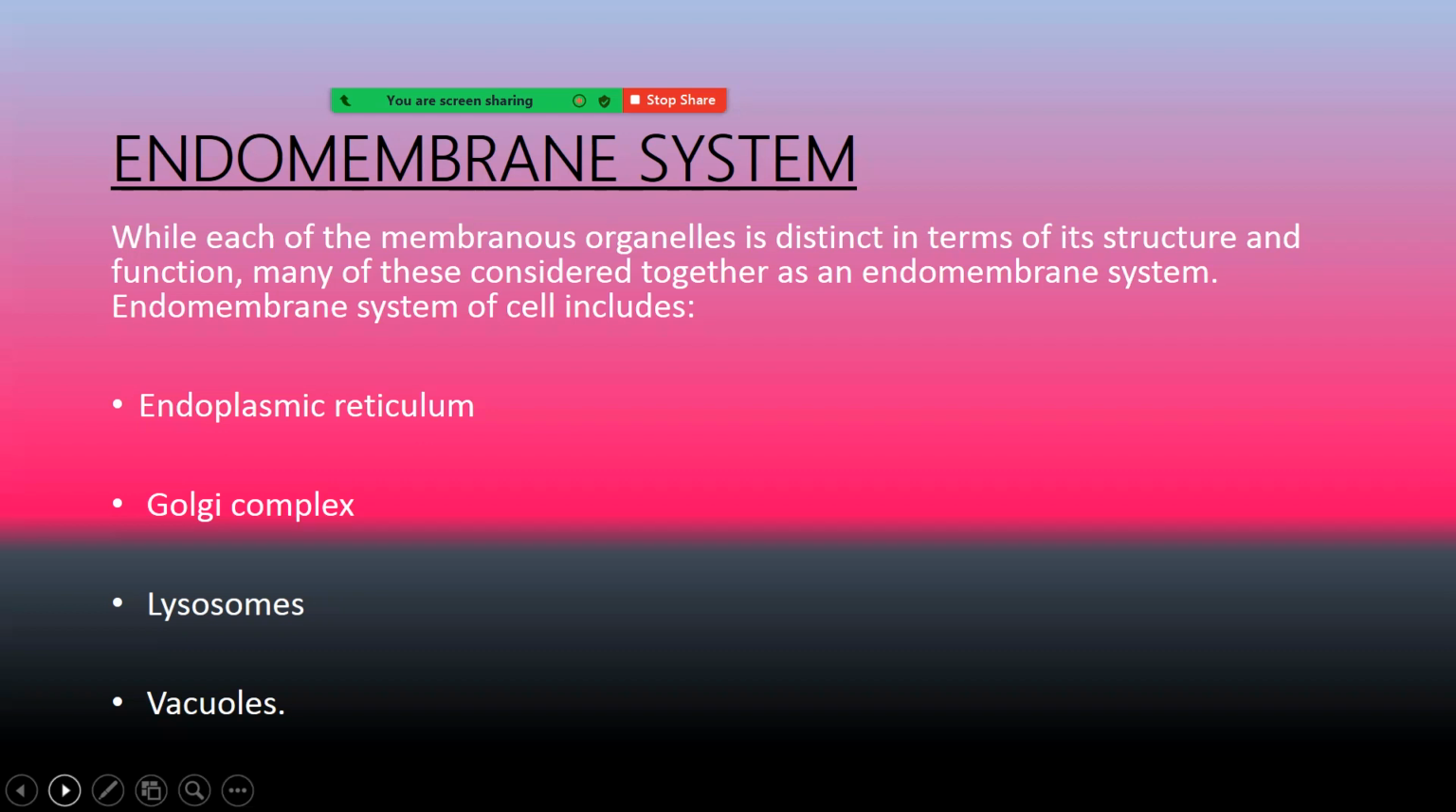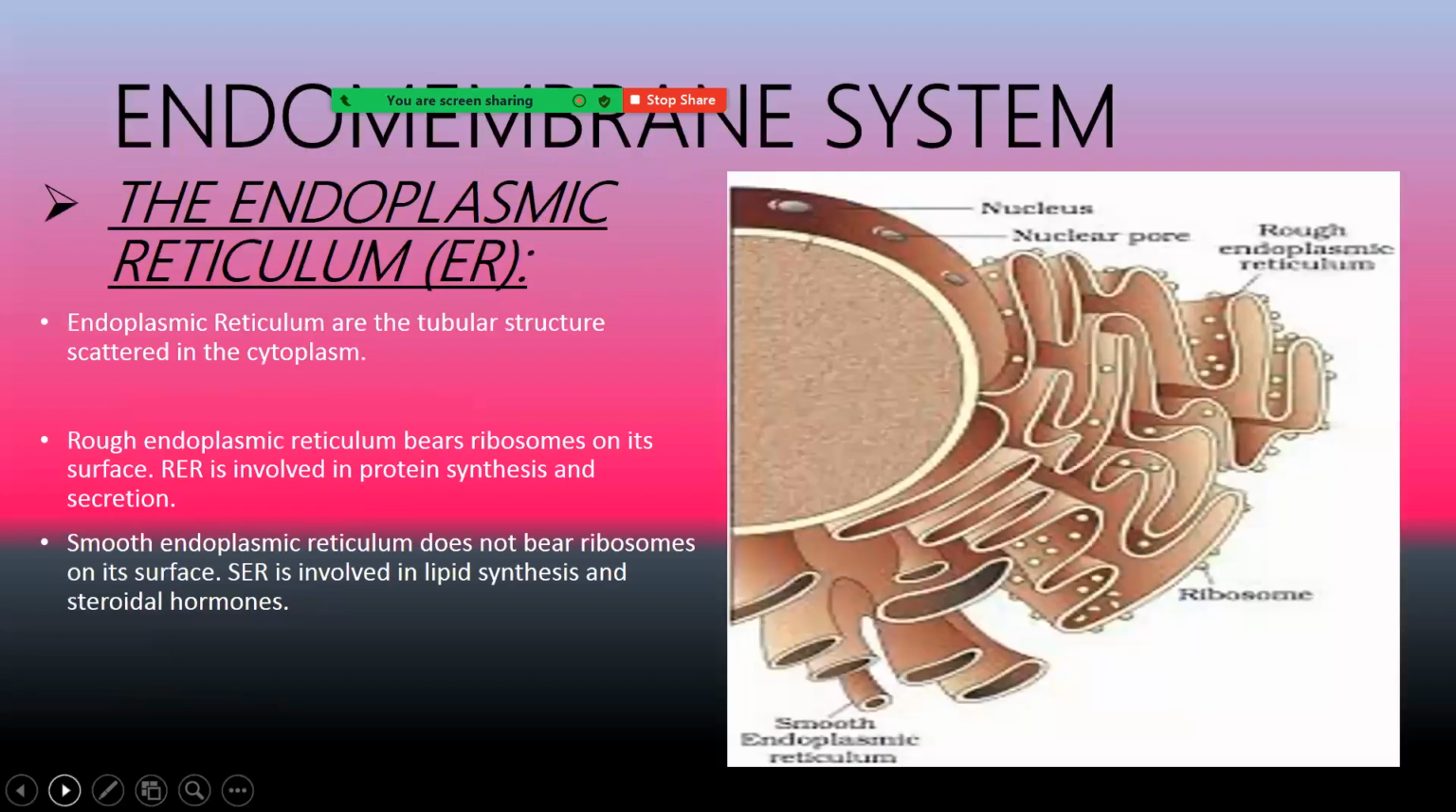So let us first know what an endomembrane system is. While each of the membranous organelles is distinct in terms of its structure and function, they are together considered as the endomembrane system. An endomembrane system includes the endoplasmic reticulum, Golgi apparatus, lysosomes, and vacuoles. Let us take each one of them separately.